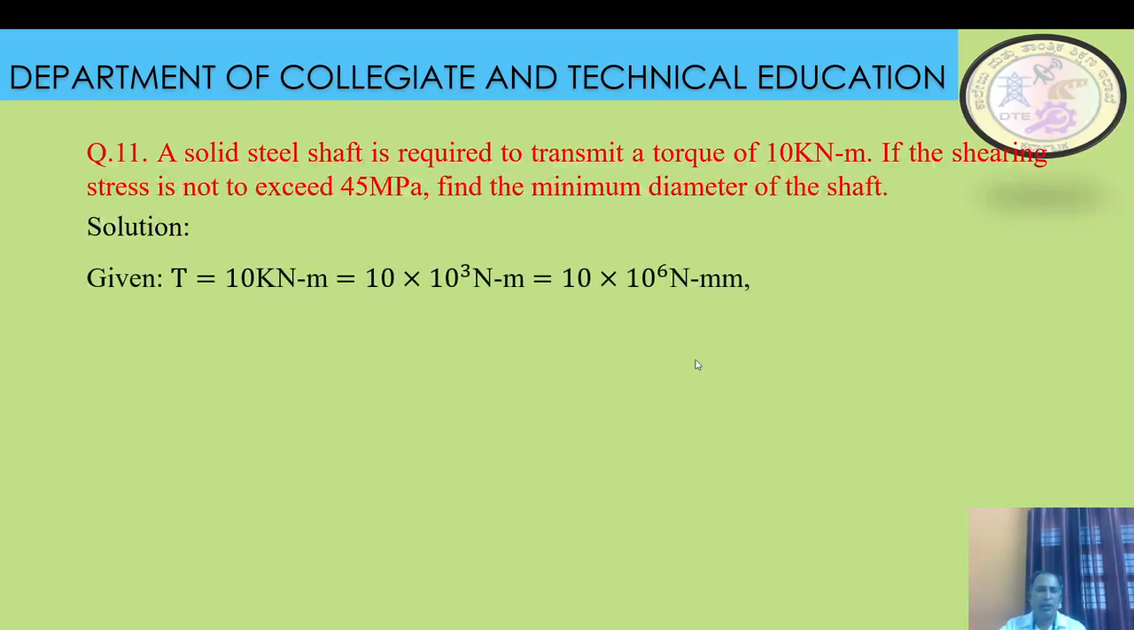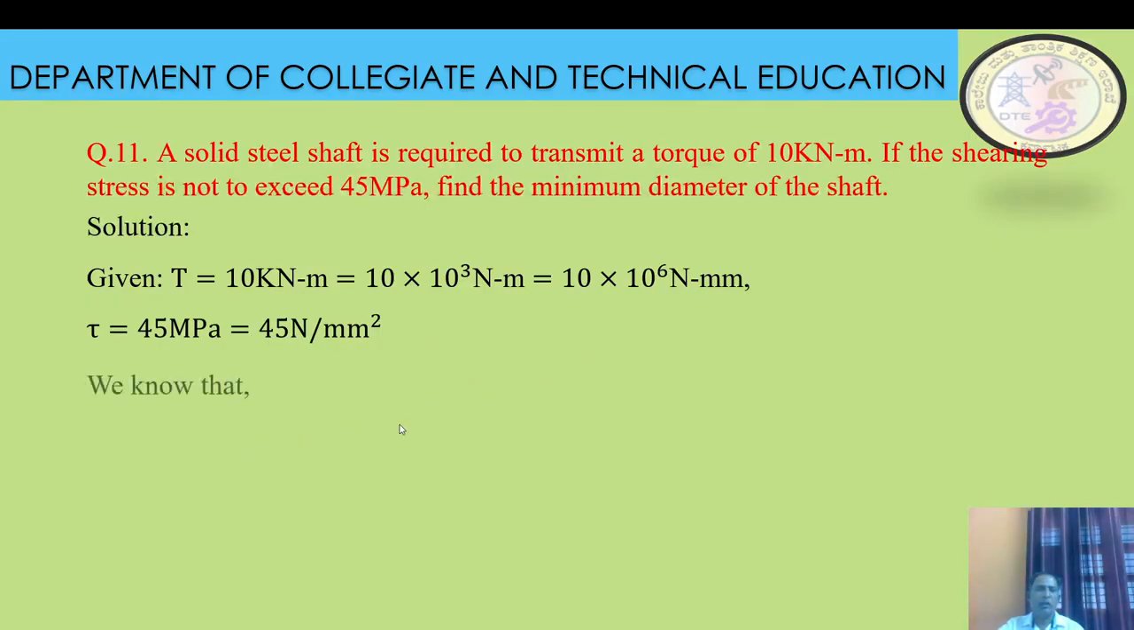T is equal to 10 kilonewton meter, that is 10 into 10 raised to 3 Newton meter, that is equal to 10 into 10 raised to 6 Newton mm. First we have converted kilonewton into Newton meter and Newton meter into Newton mm. And tau is given 45 megapascal, that is 45 Newton per mm square. As you know that 1 megapascal is equal to 1 Newton per mm square.